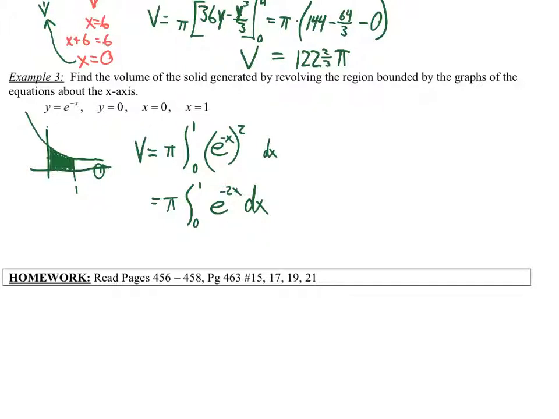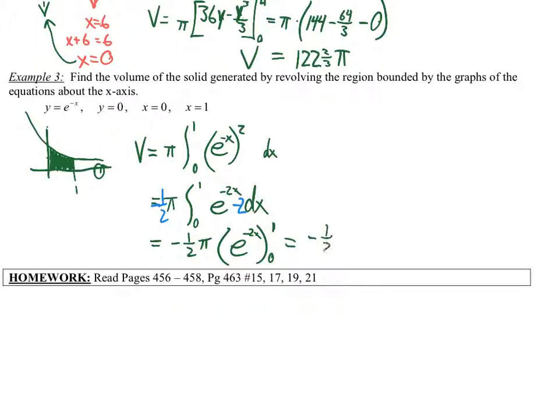And I just need to use some substitution. So I need a 2 dx and a negative 1/2 outside. And then the integral of e to the u is e to the u. So I have a negative 1/2 pi times e to the negative 2x evaluated from 0 to 1.